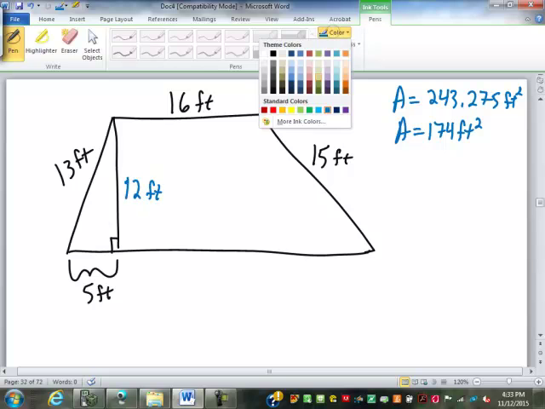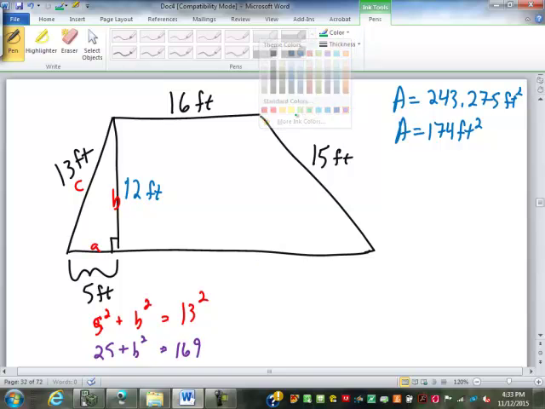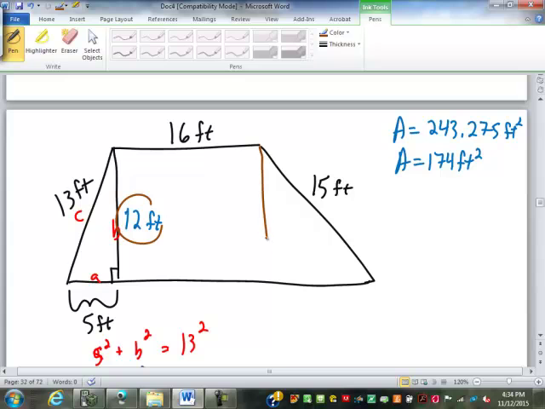What do we get here? 12 feet. Because if we have A and B, C, A squared, well, 5 squared plus B squared equals 13 squared. That'll be 25 plus B squared equals 169. And you have to subtract. You got to subtract the 25. So B squared is 144. That's a common mistake. So you square root it, you get B is 12. So that's 12. What that means is, over here, this is 12.